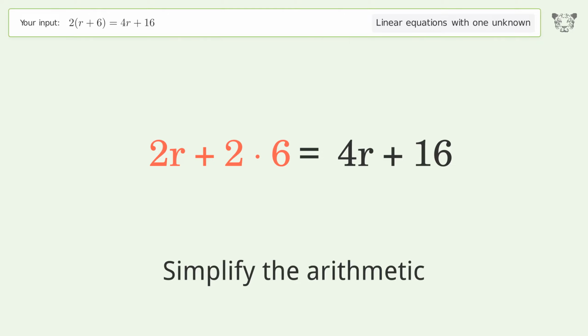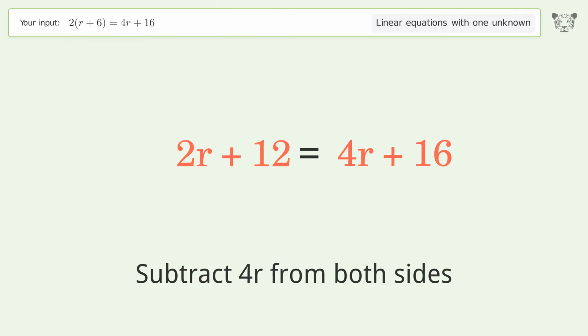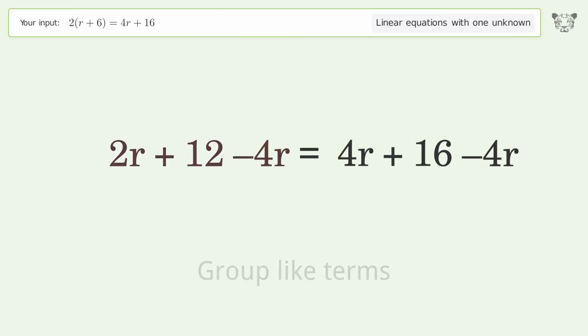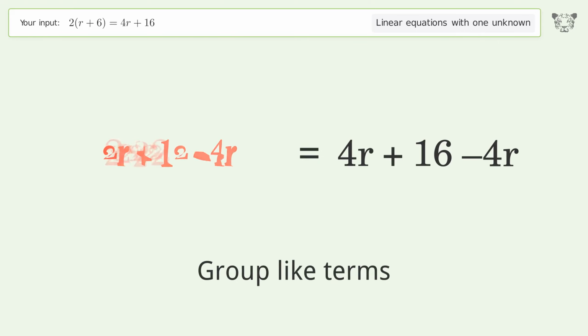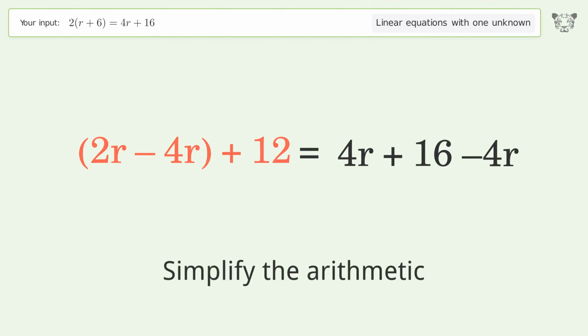Simplify the arithmetic. Group all x terms on the left side of the equation. Subtract 4r from both sides. Group like terms. Simplify the arithmetic.